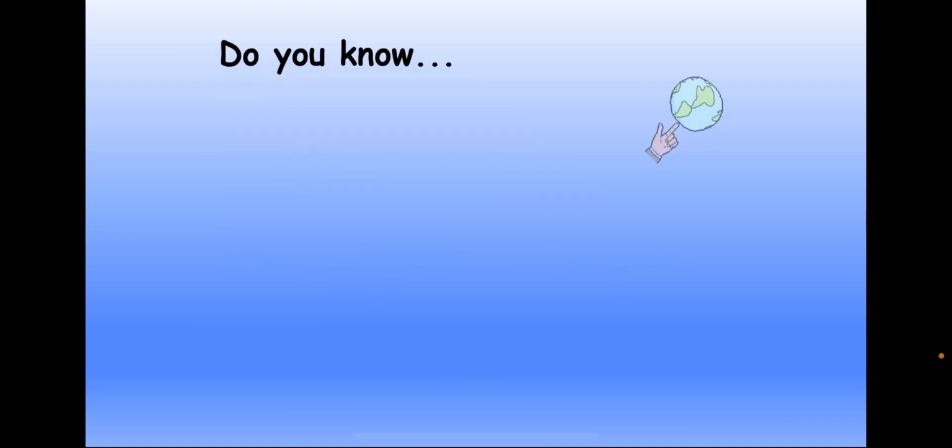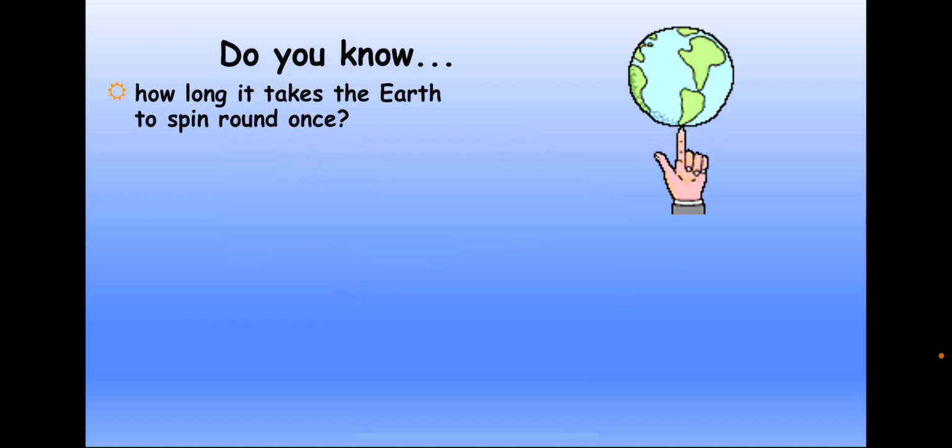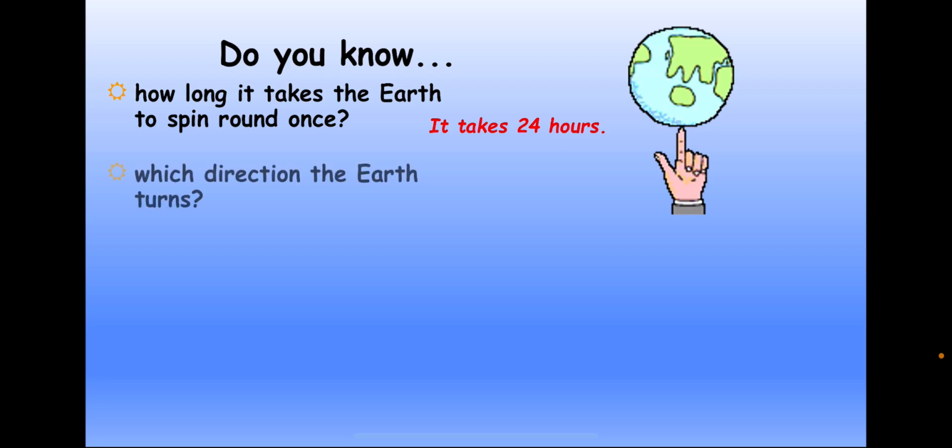Do you know how long it takes the earth to spin around once? When it is spinning, as I have told you, it is equal to 1 day, and 1 day is equal to 24 hours. The answer is it takes 24 hours. The other thing we have learned today is which direction the earth turns. Do you know how the earth spins? It spins anti-clockwise. It turns anti-clockwise.